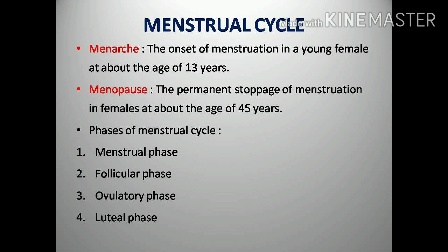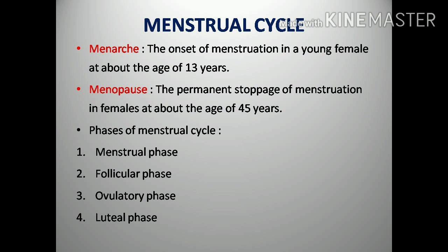Here two processes we can see, menarche and menopause. The first one is menarche. Menarche is the onset of menstruation in a young female at about the age of 13 years. Arche means beginning. The beginning of the menstrual cycle is called menarche. It will start at about the age of 13 years.